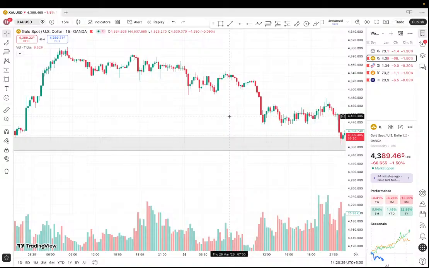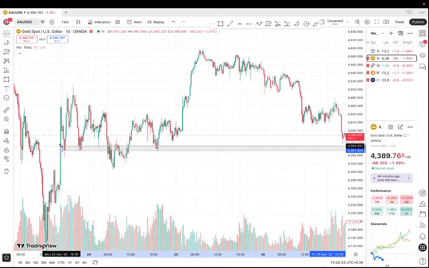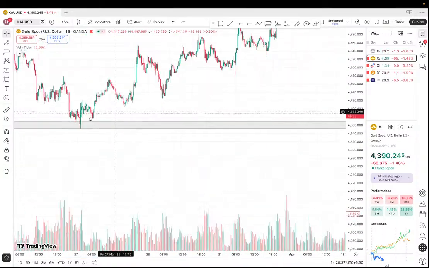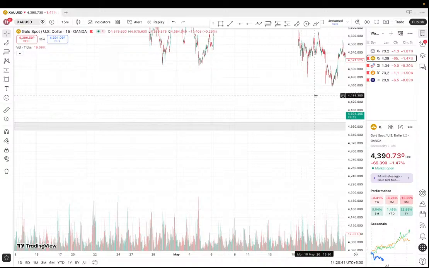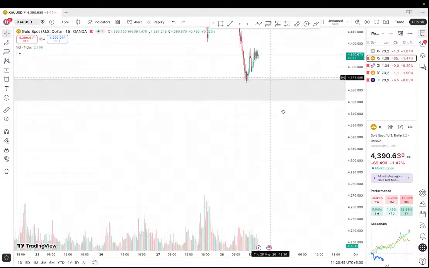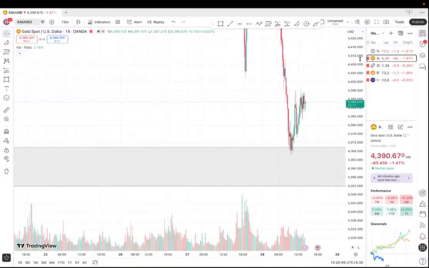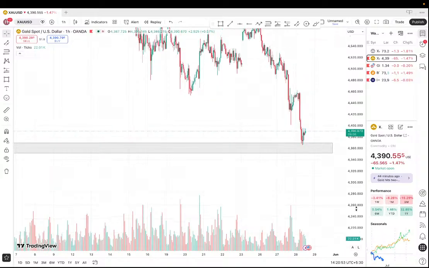So it's on this support area 1, 2, 3, 4, and 5. So this zone is tested around 5 times, and this is going to be a sixth time. So let's see. I'm interested in selling more in gold.